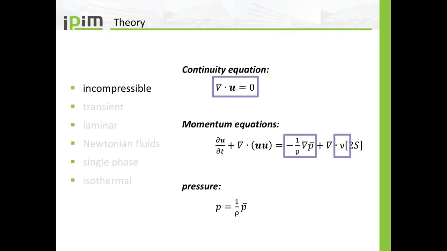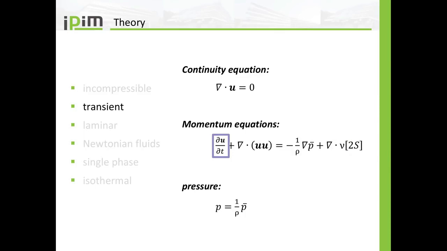Now, as for the theory, incompressibility means that the continuity equation reduces to this simple equation where the divergence of the velocity is 0, and in the momentum equations you can divide by the density, and what you end up with is this. In the pressure gradient term you divide by the density, and in the diffusion term you have the kinematic viscosity instead of the dynamic viscosity.